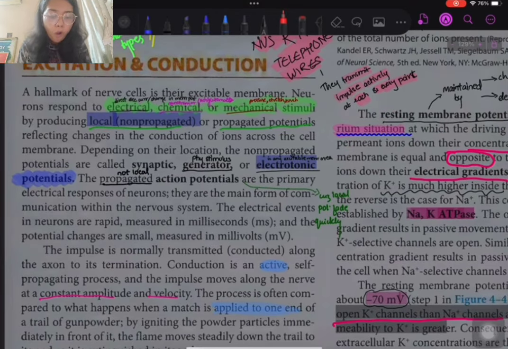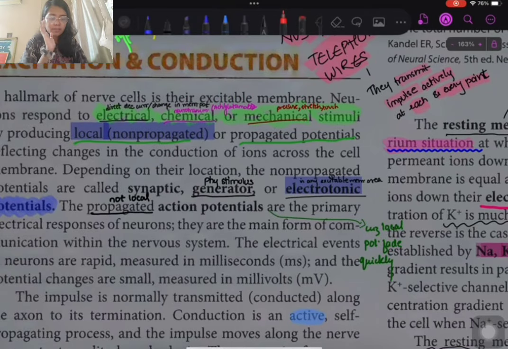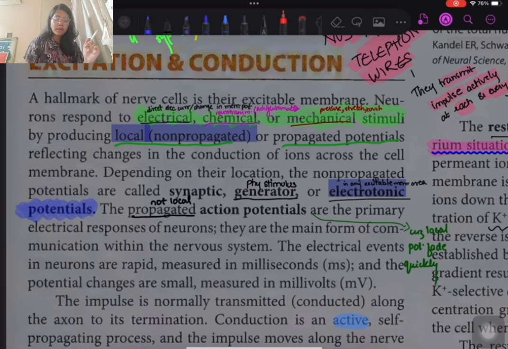Excitation and conduction. A hallmark of nerve cells is their excitable membrane. Neurons will respond to electrical, chemical or mechanical stimulus. Electrical stimulus like direct electric current or potential changes. Chemical is due to neurotransmitters like acetylcholine, glutamate, and mechanical is pressure stimulus. Okay, so nerves will respond by producing two types of potentials. As I have told, local is unpropagated because there is nothing ahead, so it is distance limited, but propagated potentials are action potentials.